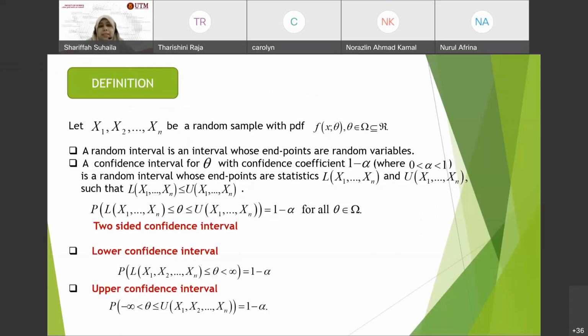We have X is a random variable, and then we have the definition. What is the definition for random interval? So random interval is normally just an interval whose endpoints are random variables. Okay. So why do we call this one a random variable? So normally you have X, and then at your endpoint, we have your X bar.